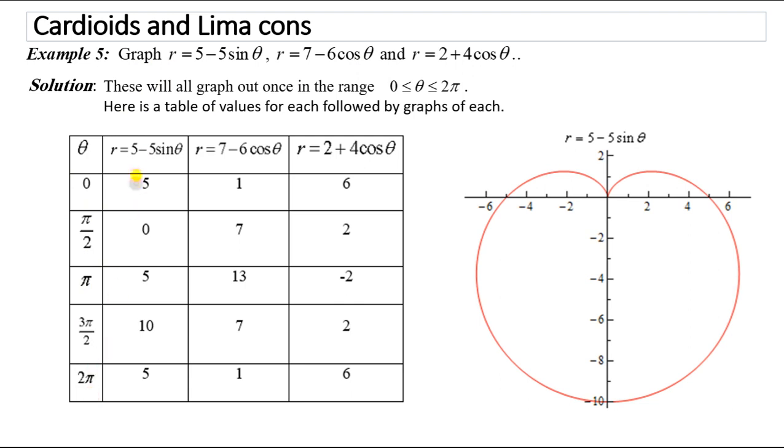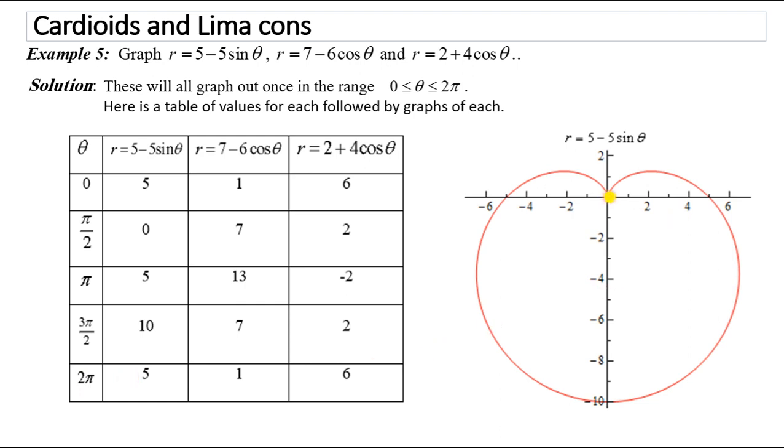If I want to sketch r = 5 − 5 sin θ: θ = 0, r = 5. π/2, sin π/2 is 1, r = 0. Sin π is 0, r = 5. Sin 3π/2 is −1, r = 10. Sin 2π is 0, the result is 5. I want to sketch this.